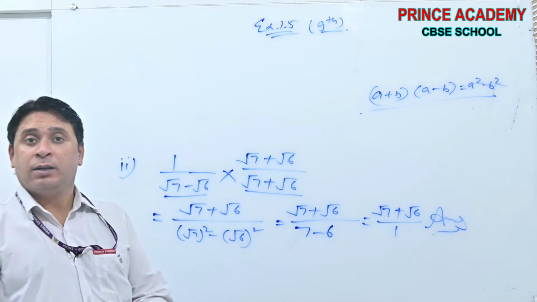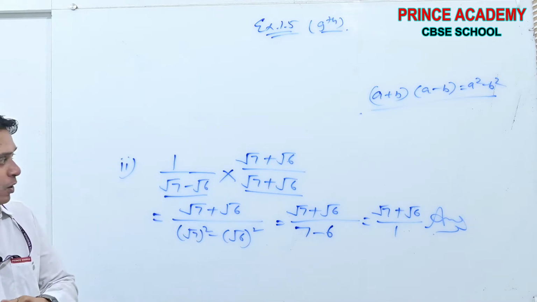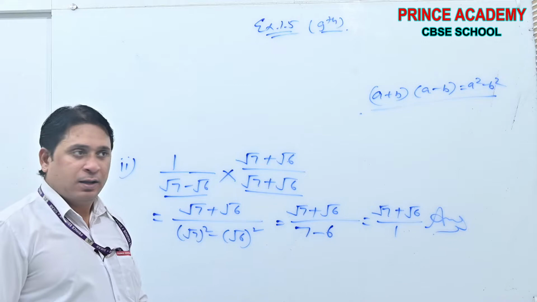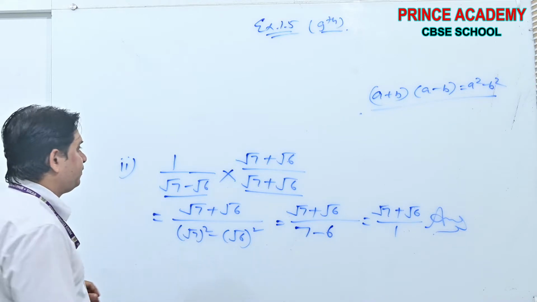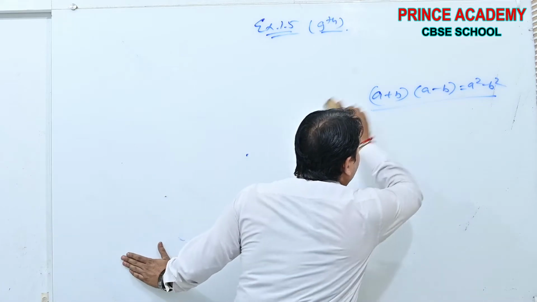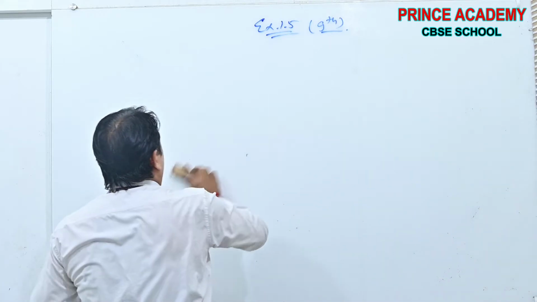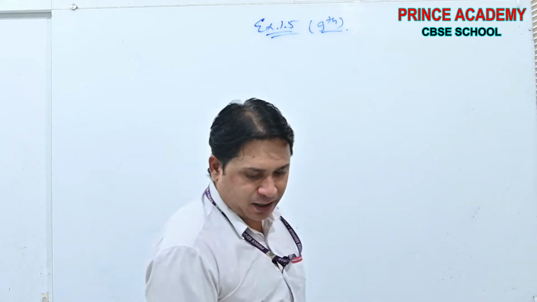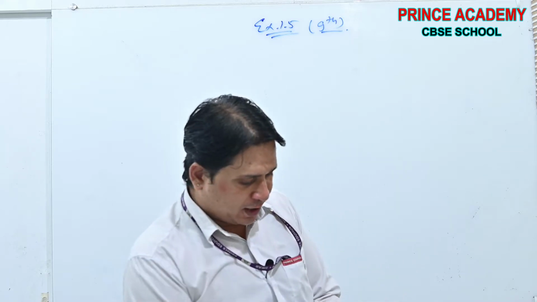Got my point? Done, beta? Okay, so simple. Take the screenshot. Now part number 3 and 4 will clear all your doubts about rationalizing. So simple and so easy.